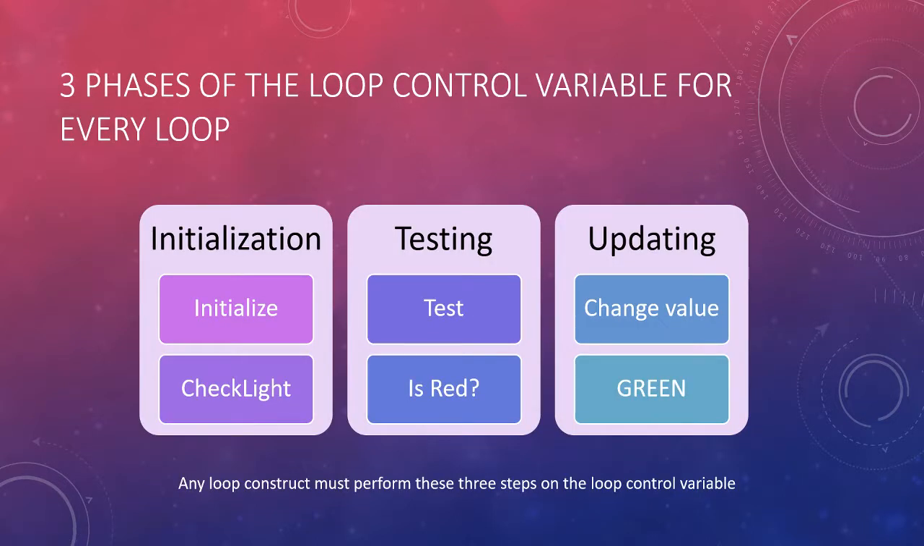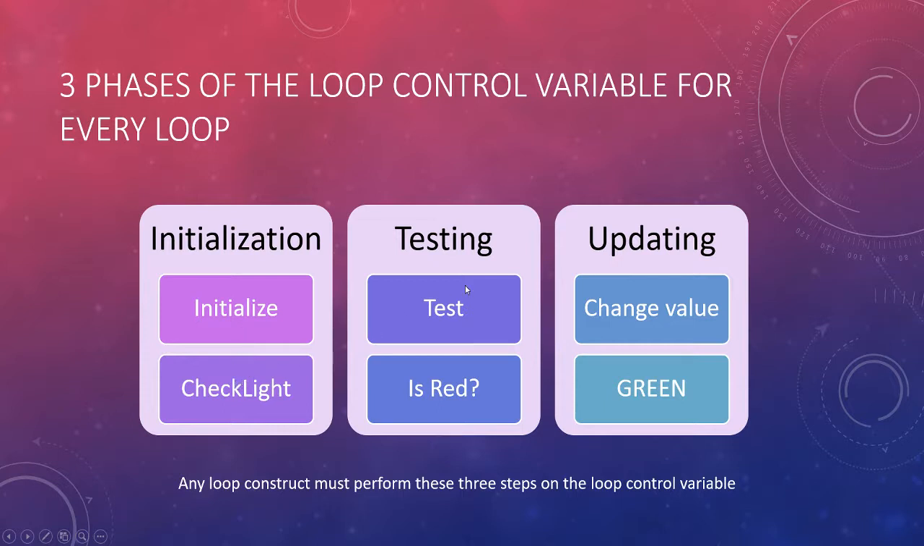Now, whenever we're working with a loop control variable, like the stoplight, or many others that we'll look at in a second as examples, we always have three things that have to happen for our loop control variable, whatever information is controlling our loop. First of all, that variable has to be initialized. And in our example of our stoplight, we check the light to initialize our light status, and that gives us the color of our light.